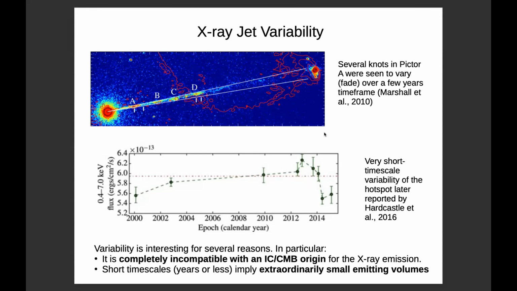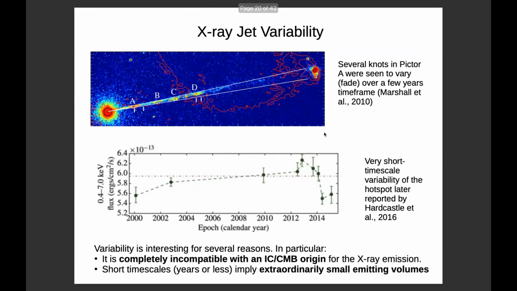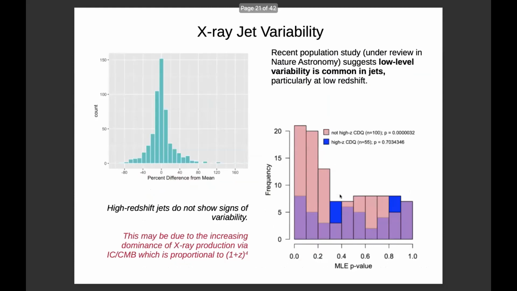Even for a synchrotron model, fast variability of this kind is a little uncomfortable because you can do very simple math to get the emitting volume. And it's really, really small. We're talking light year scale compared to the size of these knots, which are in the radio, at least, like kiloparsec scale. So this is like 1,000 times faster variability than you would expect, even for the synchrotron models. So picture A is kind of our best case. And in fact, Hardcastle et al. found some interesting, very short timescale variability in the hotspot of picture A.